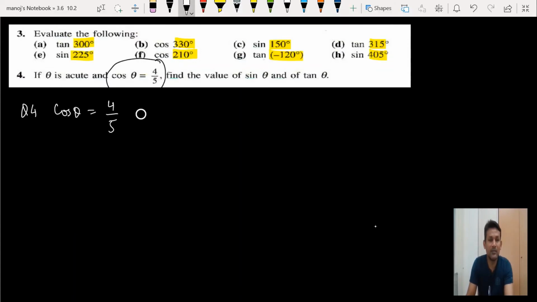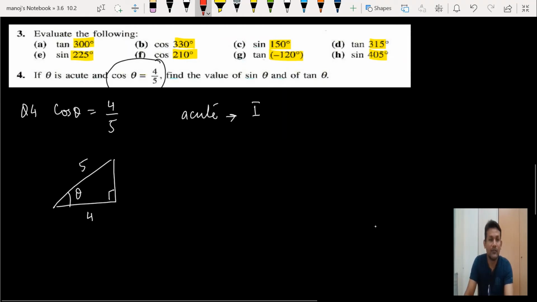Theta is an acute angle, which means it lies only in the first quadrant. In the first quadrant, just draw a right angle triangle, with the right angle here and theta here. This is a very simple method. Cos theta is adjacent upon hypotenuse. This is 4 here, and the 5 will come here. Can you find this value? Using Pythagoras theorem, this will be 3 here. I solved the whole triangle with all sides by using cos. Even if you have tan, you can put the value and find the unknown side.